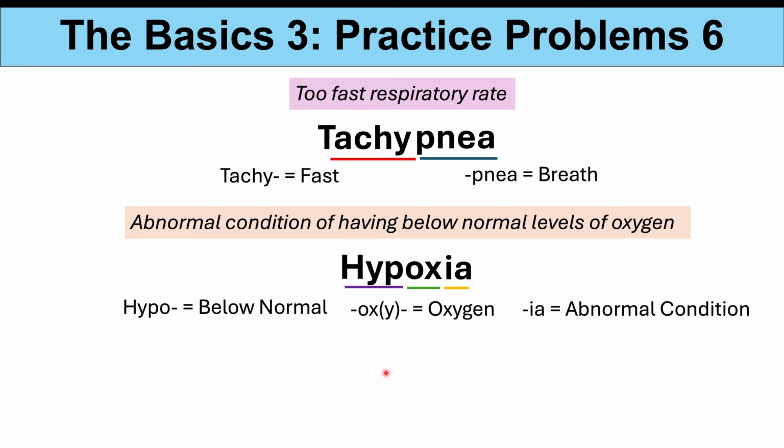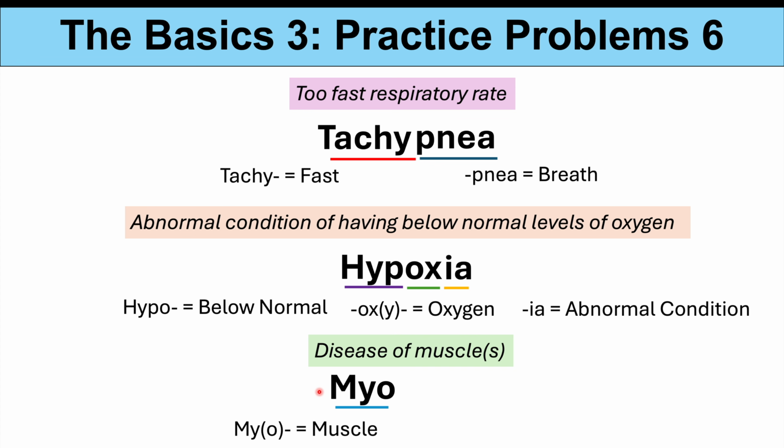The next description is disease of muscle or disease of muscles, plural. What do you think the medical term is for this description? Well, we're going to start off with the first part of the word, myo, and myo refers to muscle. And the suffix here, pathy, refers to disease. We talked about patho, but pathy can also refer to disease as well. So myopathy is a disease of a muscle or a disease of muscles.